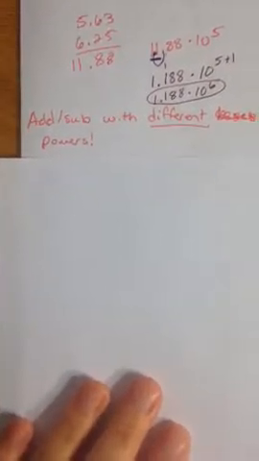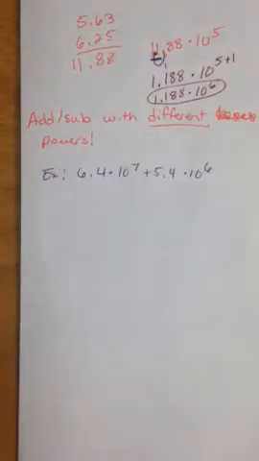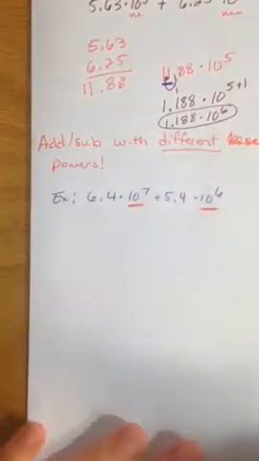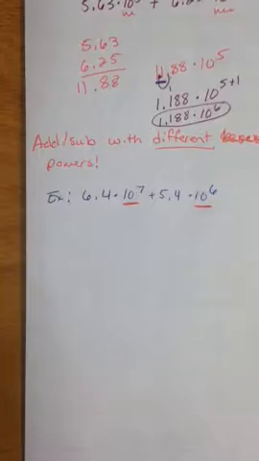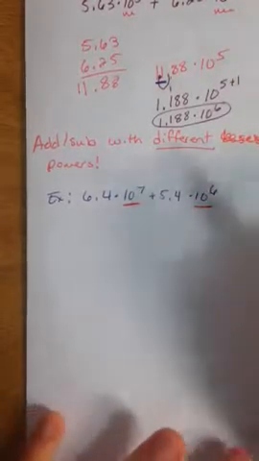So my next section is when I'm adding and subtracting with different powers. In my first example here, I think it's the only one on this page, notice I have 10 to the 7th and 10 to the 6th. I cannot add or subtract them if they do not have the same exponent power. So I need to make them look like the same exponent power.